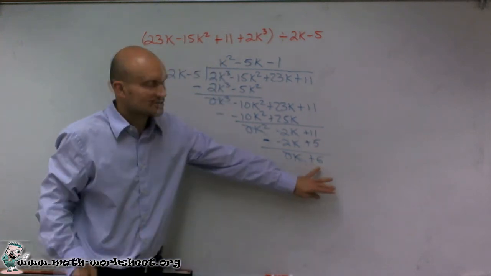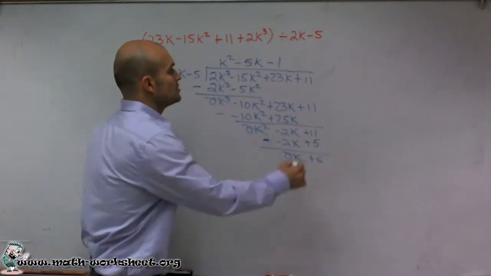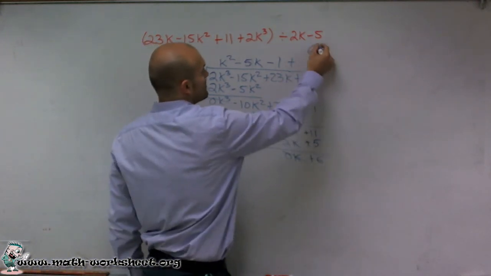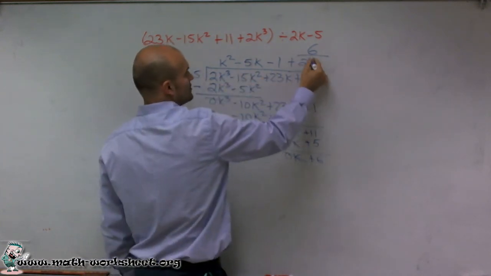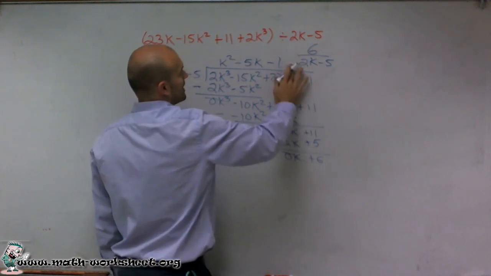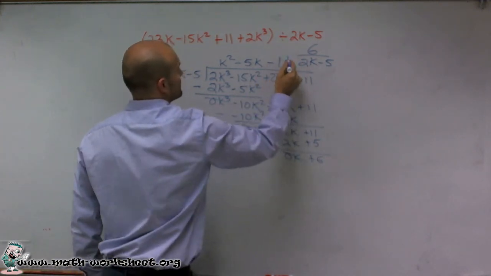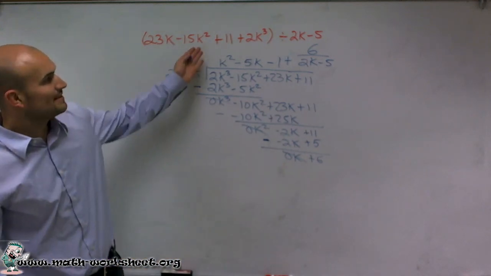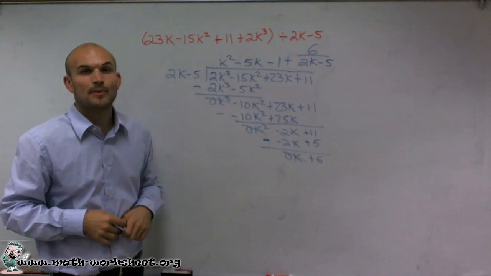So now this is going to be a remainder because 2k does not divide into 6 evenly. So what I'm going to do is take my remainder and put it over my divisor, which is 2k minus 5. And that is our remainder. Well, that kind of looks weird. And then, ladies and gentlemen, that's how you divide a binomial into a polynomial. Thanks.